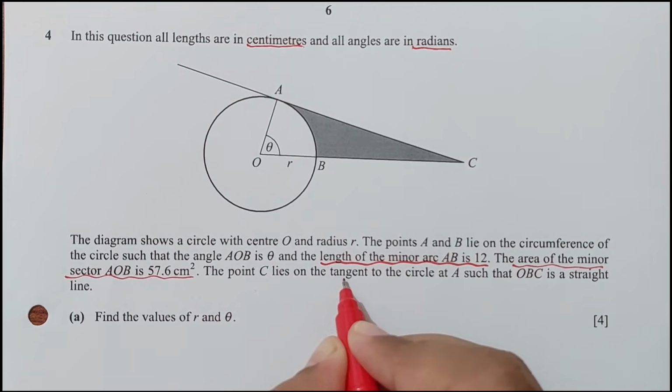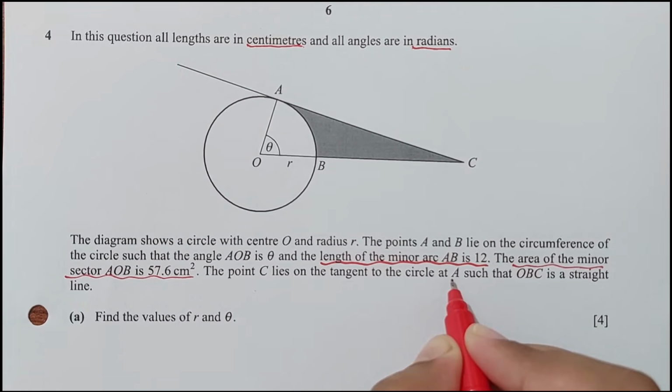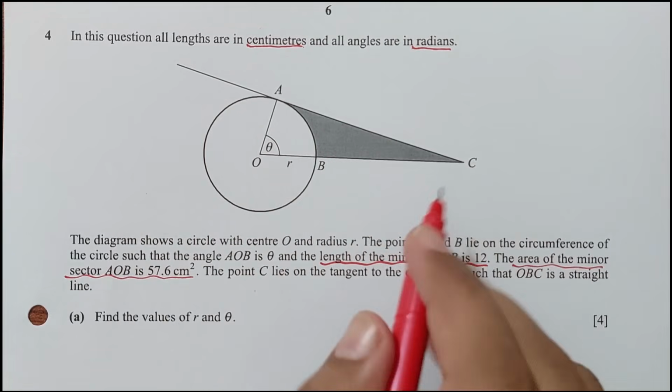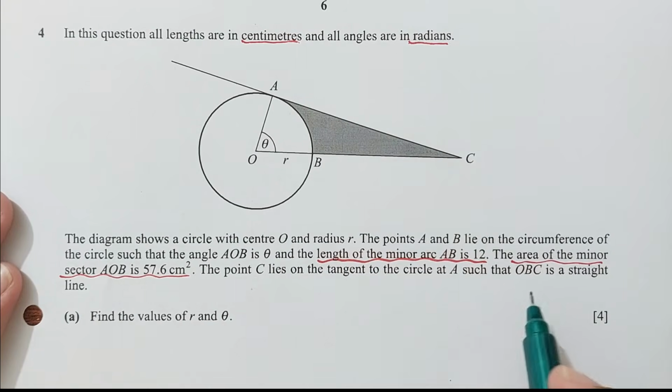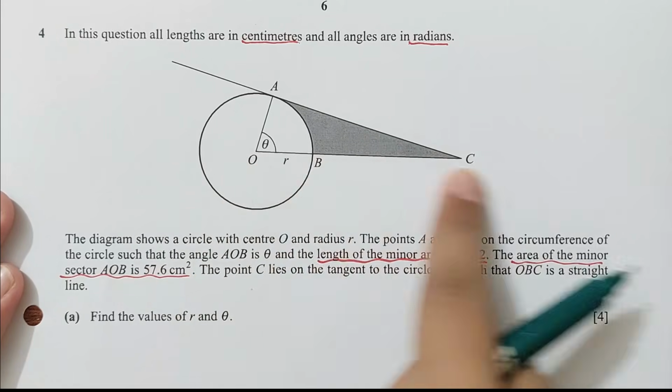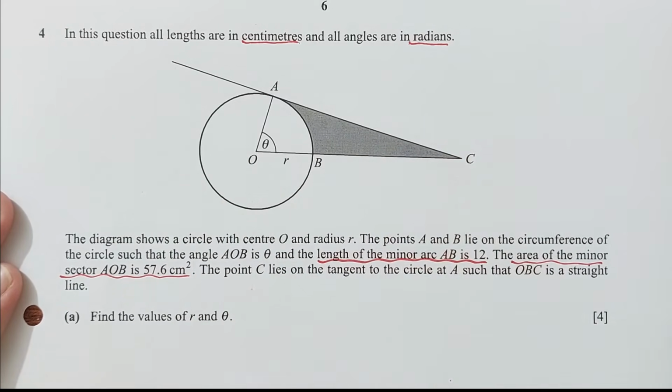The point C lies on the tangent to the circle at A, all right, such that OBC is a straight line. O, B and C, this is a straight line, right? And this is a tangent. Now for part A, find the values of r and theta.